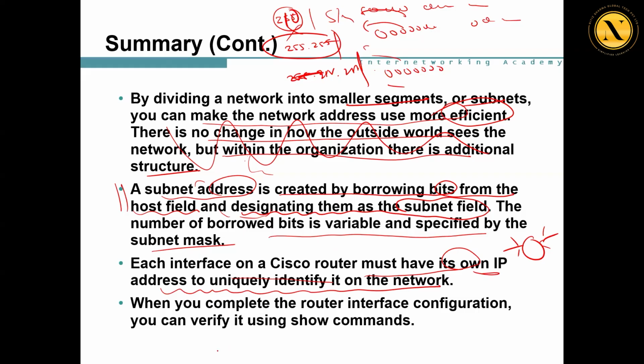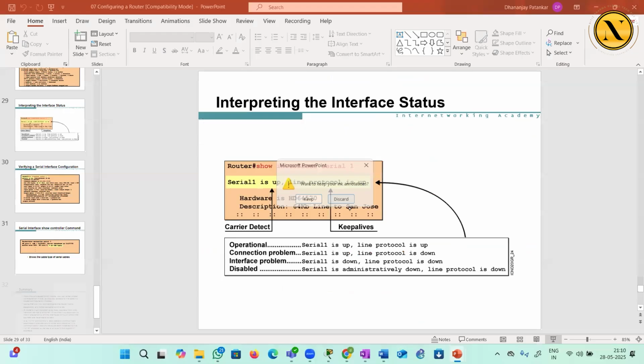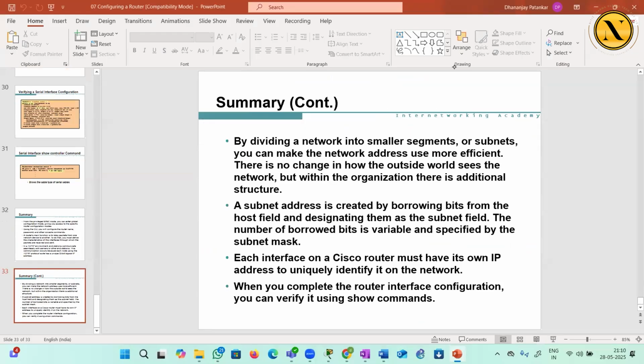Okay. When you complete the router interface configuration, you verify it using show commands. Show interfaces or show interface, and so on. Okay. IP addressing clear, guys? 7th done.